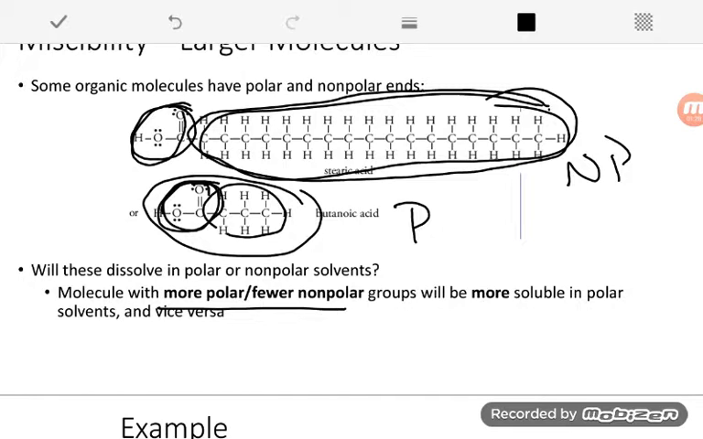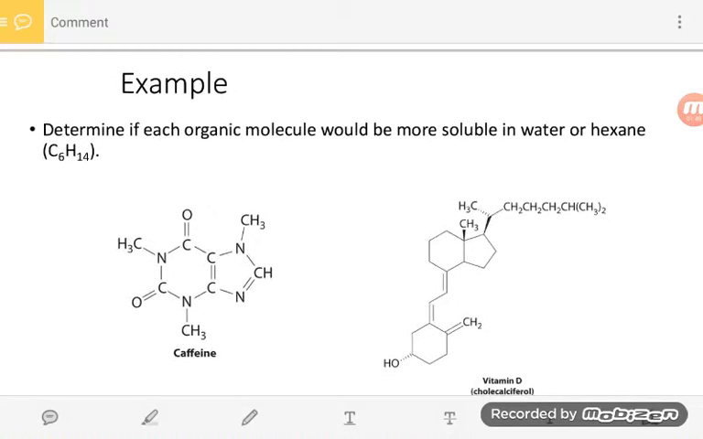So all you've got to do is identify polar and nonpolar areas. The nonpolar areas are going to be your parts with a bunch of hydrogens and carbons. Polar areas will contain oxygens, nitrogens, or other nonmetal atoms. And sort of round up or round down, is it more polar or more nonpolar? So these are usually pretty easy. We can look at a quick example here.